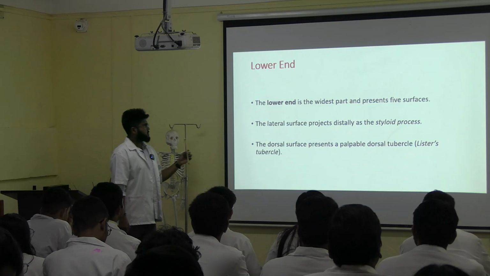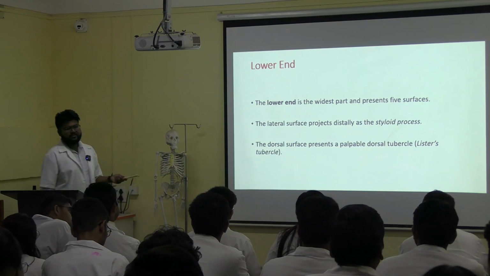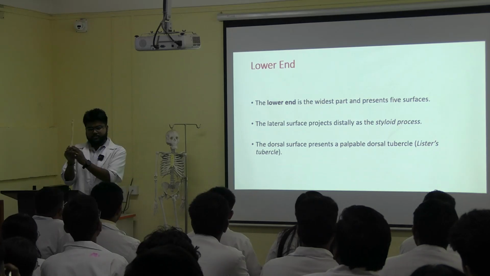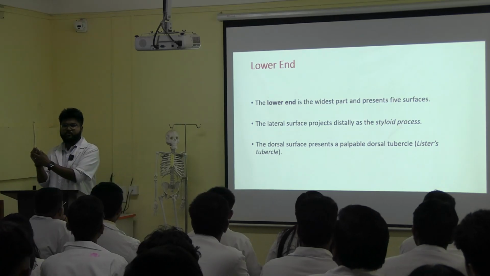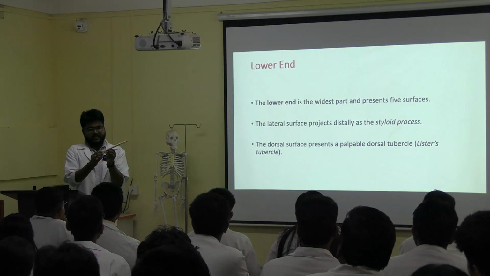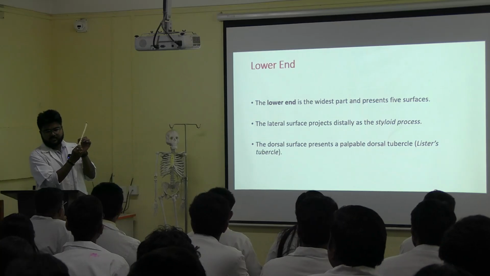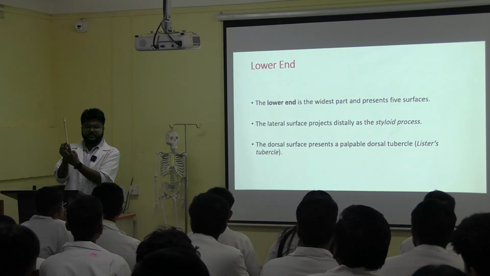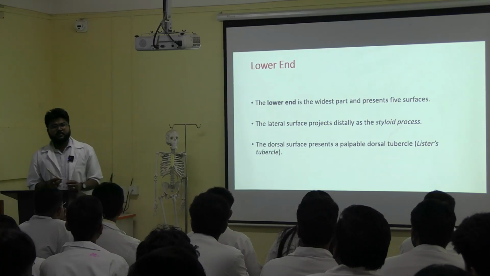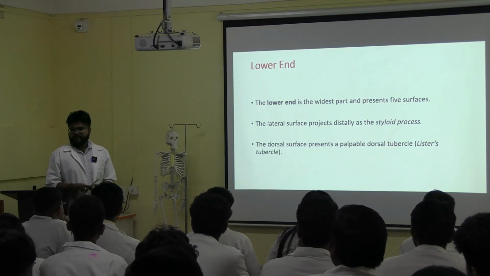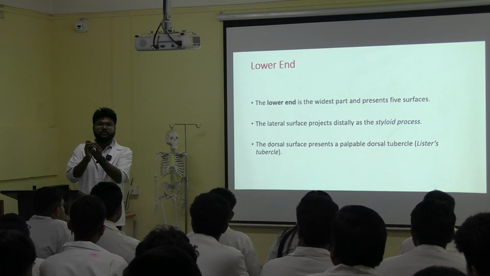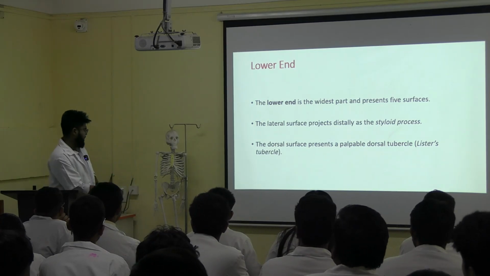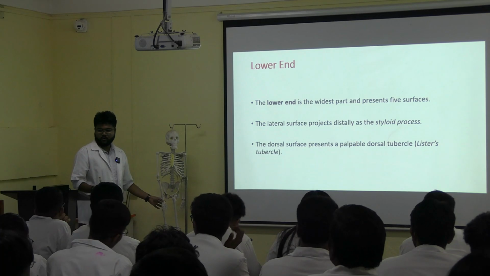Here you can see the lower end. In the lower end, five surfaces are present. This is the anterior smooth surface, and this is the posterior surface, where the dorsal tubercle is present. Another is the lateral surface, where the styloid process is present, and in the medial surface one notch is present, called the ulnar notch of the radius. This is the inferior surface, where the scaphoid and lunate bones, which are hand bones, articulate with this lower end.